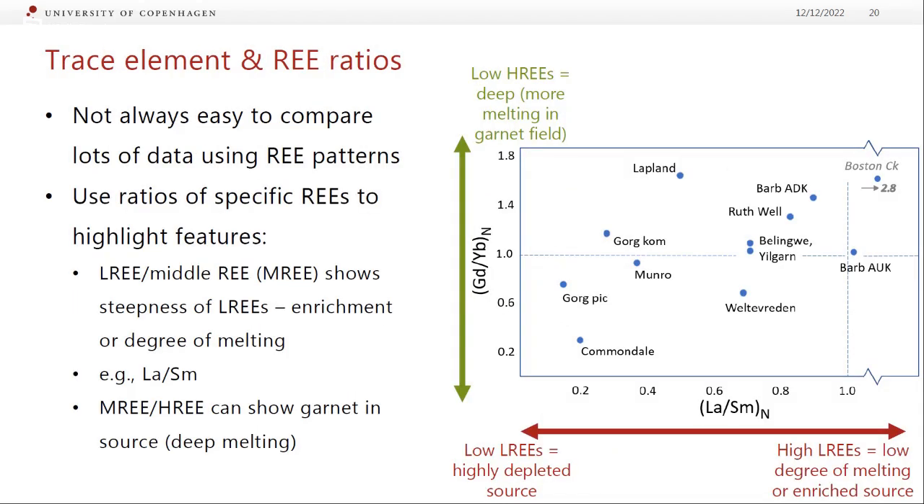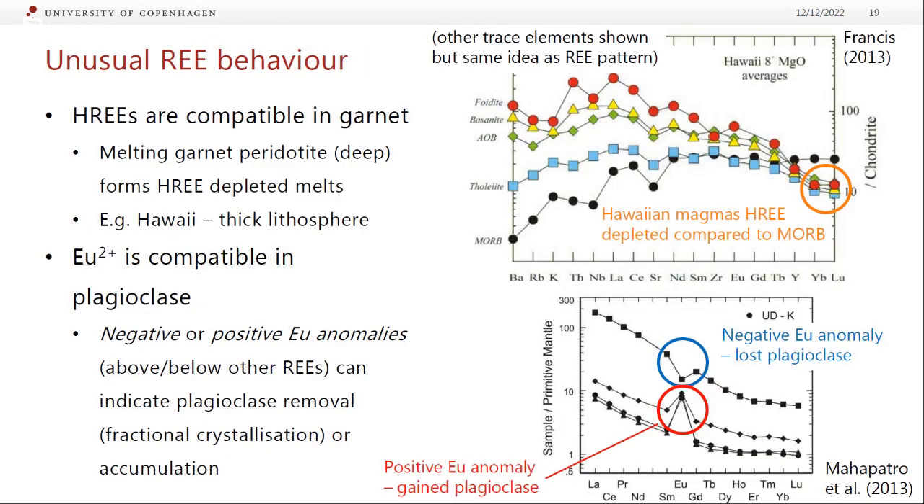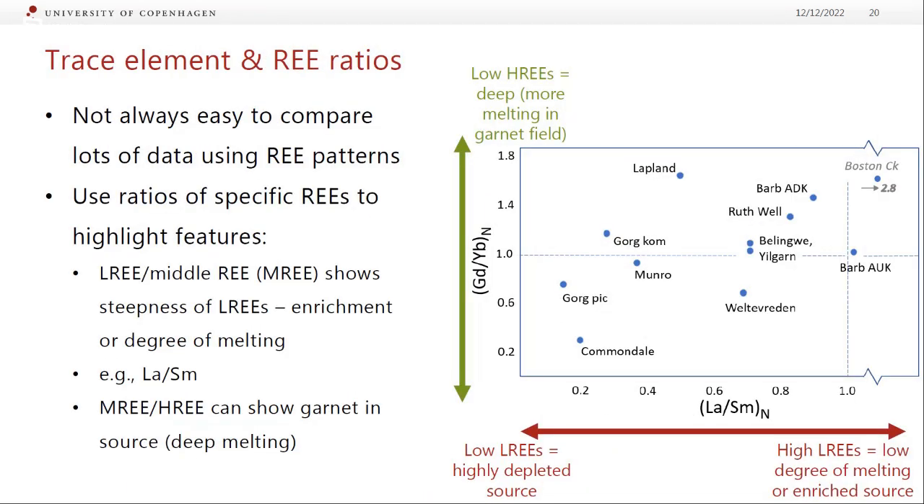Okay. And the last thing is that we often use ratios to summarize key things about these plots without plotting them all together. I think you can probably even see it in this one. When you've got a bunch of different rare earth element patterns on the same plot, it starts to get a bit messy, and it can be a little bit confusing. So when we want to plot a lot of data, then we often use ratios of specific rare earth elements to highlight certain features.